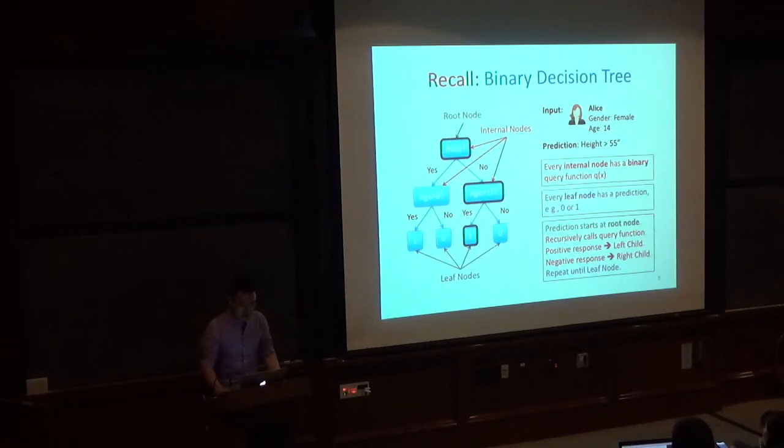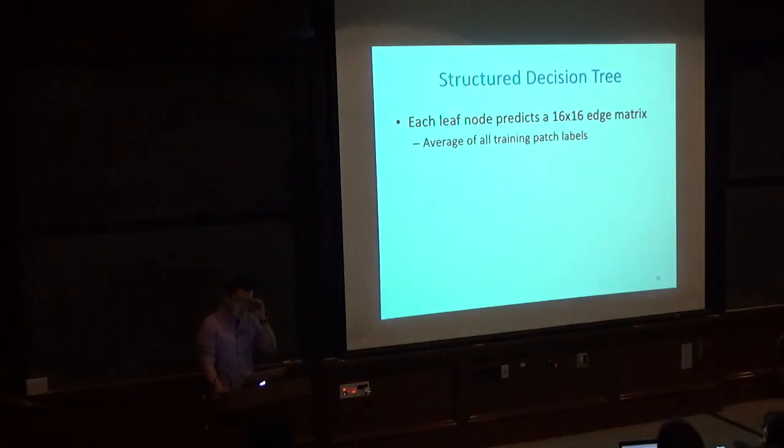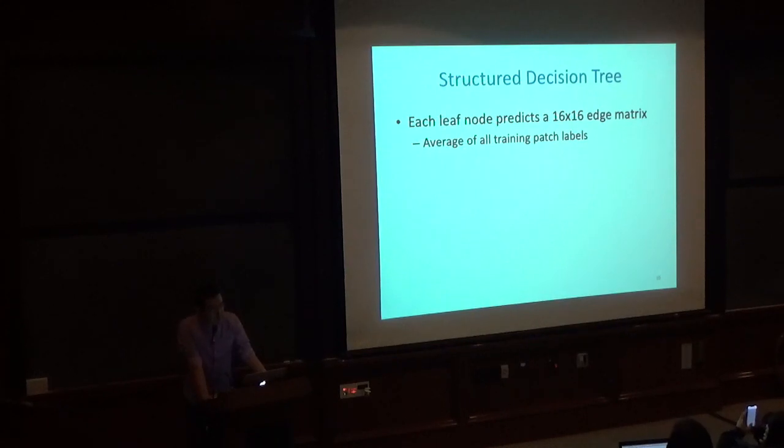Again, this is just a reminder of what a decision tree is. And so, one of the things that's different is that now each leaf node needs to predict a 16 by 16 edge matrix. That's kind of different. And it needs to do so in a way that's somehow reliant on the training data that gets partitioned into that leaf node.